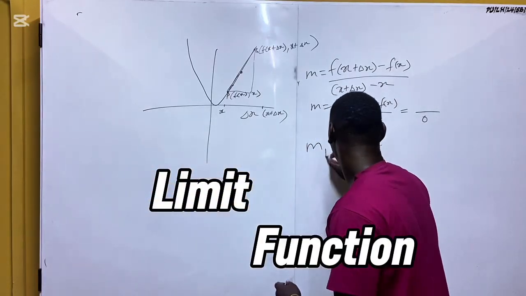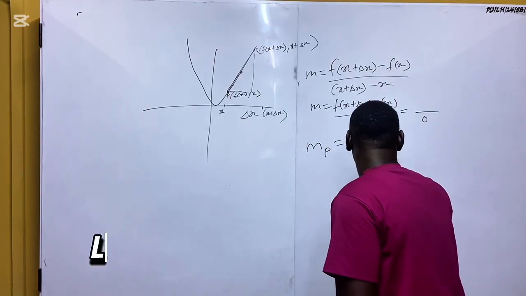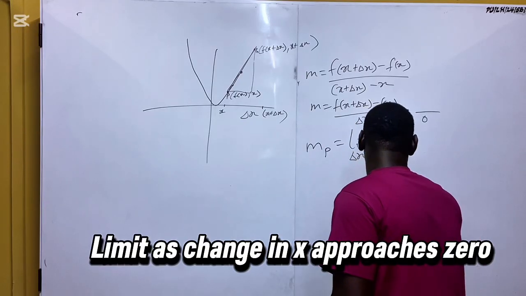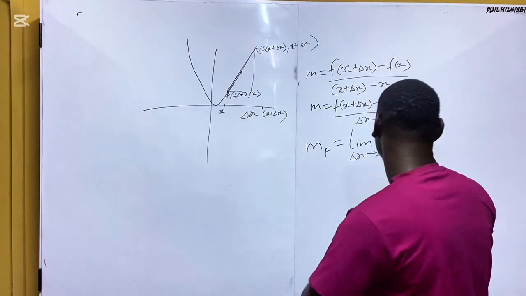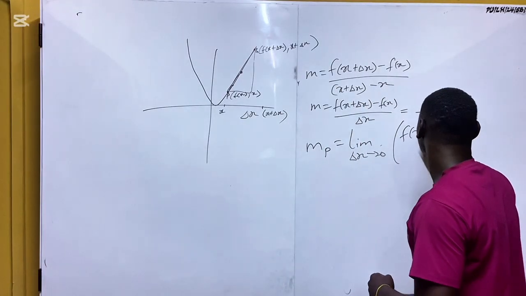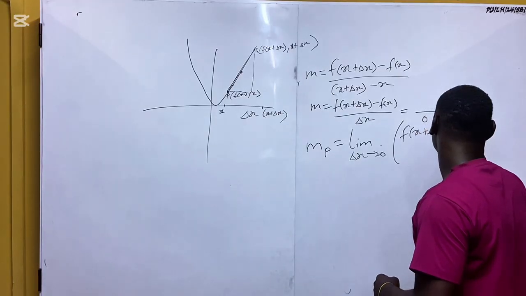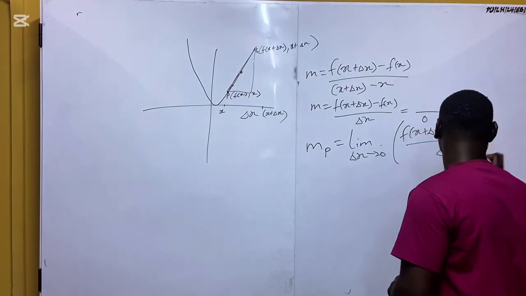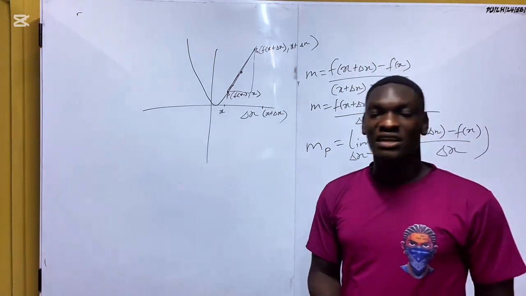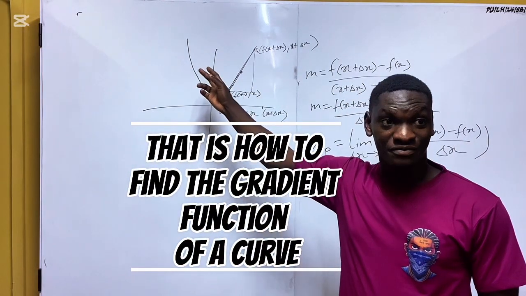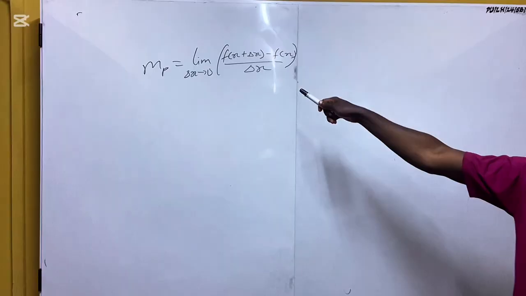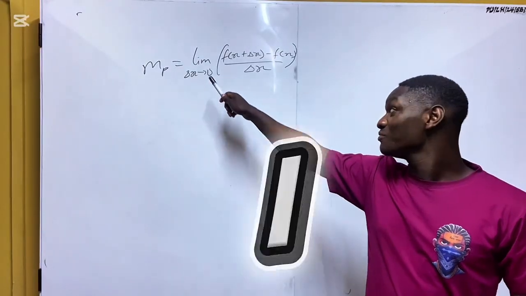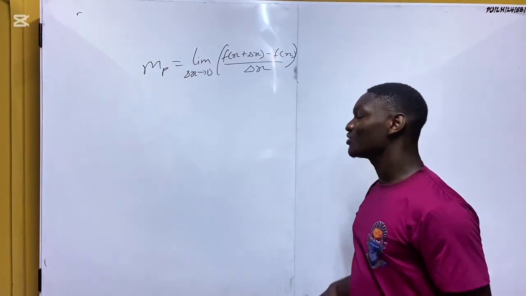So the gradient at the point p is the limit as change in x approaches 0, doesn't get to 0, approaches it, of f of x plus change in x minus f of x all over change in x. And this is how you get the gradients of a curve. So this is the formula to find the gradients of any point on any curve.